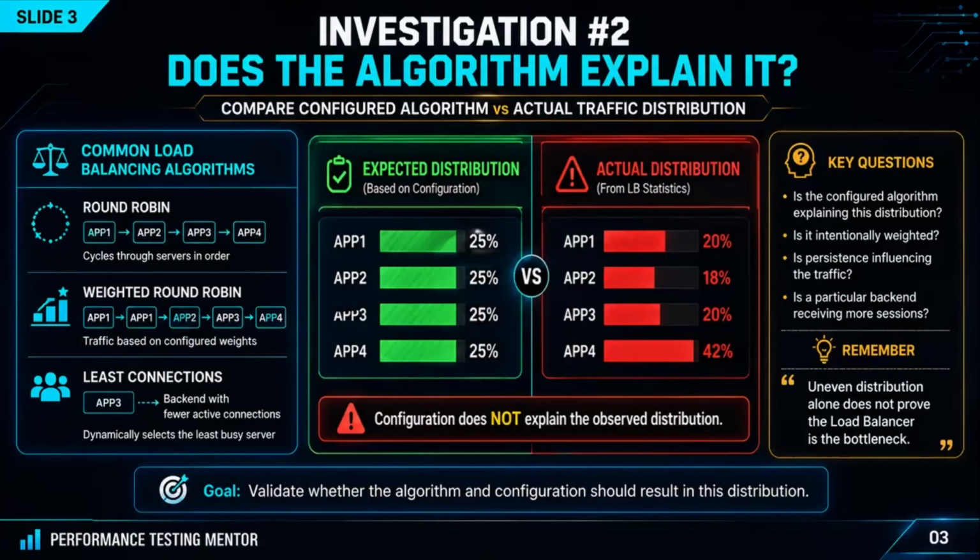But in our case, the configuration does not explain why app 4 is receiving 42% of the backend requests while app 1 is receiving only 20%. So now I have another possibility to investigate. Could session persistence be causing more traffic to go to app 4? That's what I'll check next.